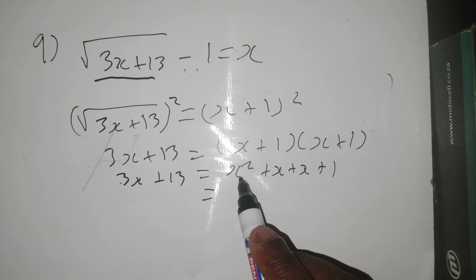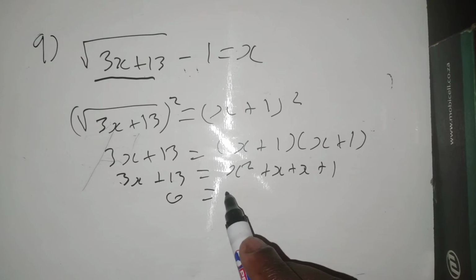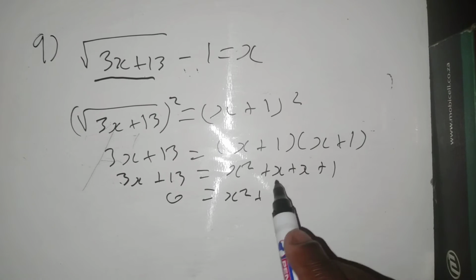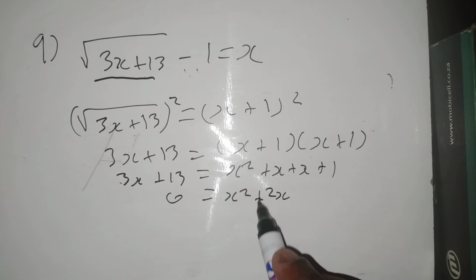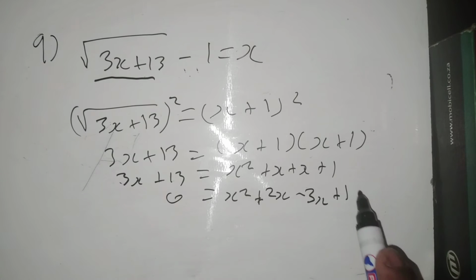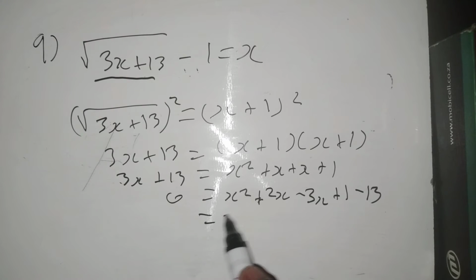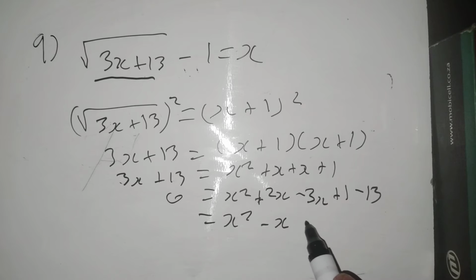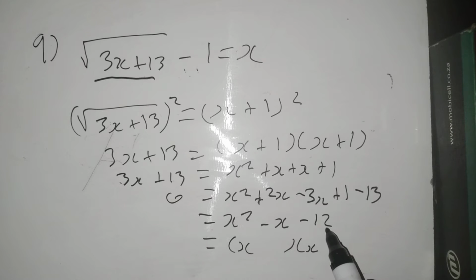So it's quadratic, of course, so let's take everything to one side so that this becomes x squared plus, okay, this is already 2x, so let me just make it 2x. Then this, when it comes over, becomes minus 3x plus 1. Let's take this one, minus 13. So this becomes x squared minus x minus 12. Then, of course, let's factorize. I know it's 4 and 3, so x is equals to 4 or x is equals to -3.